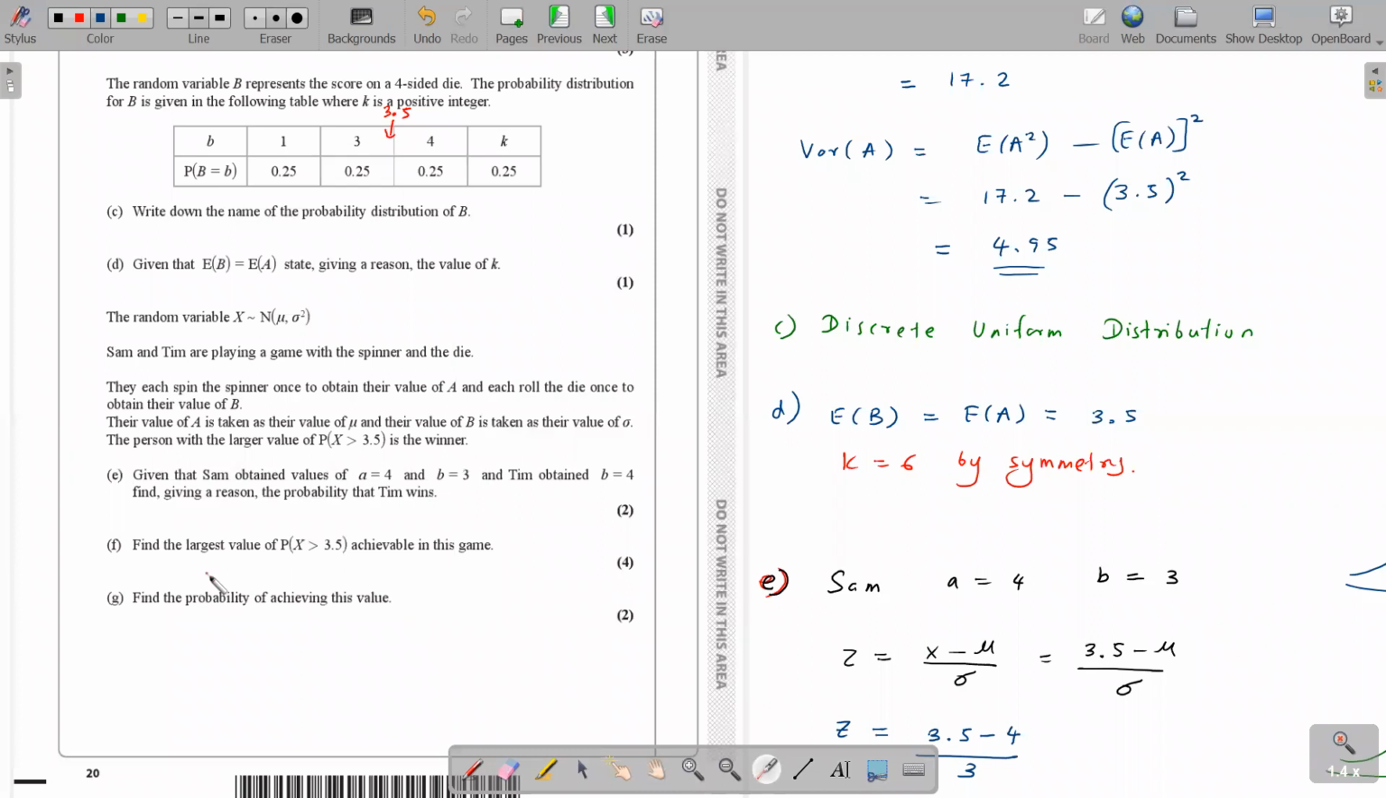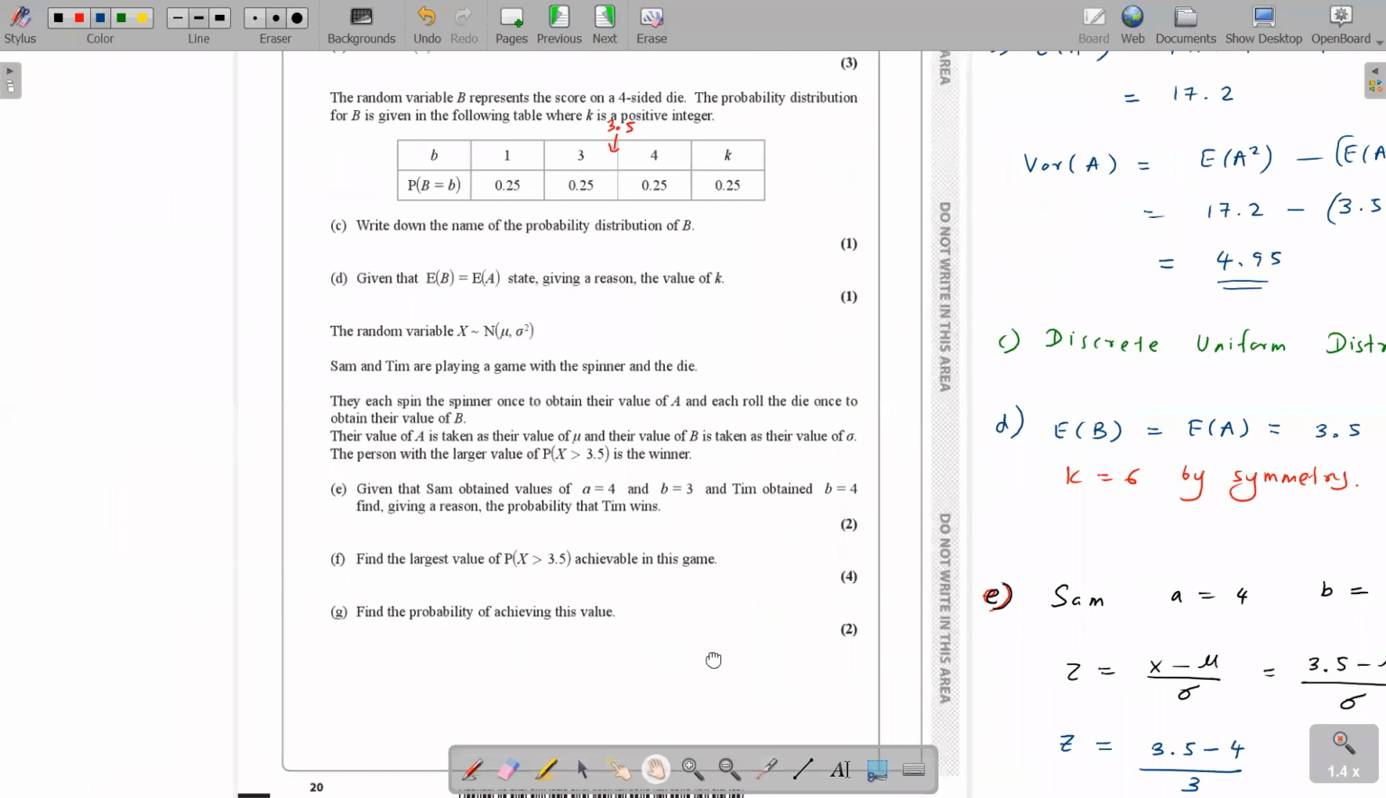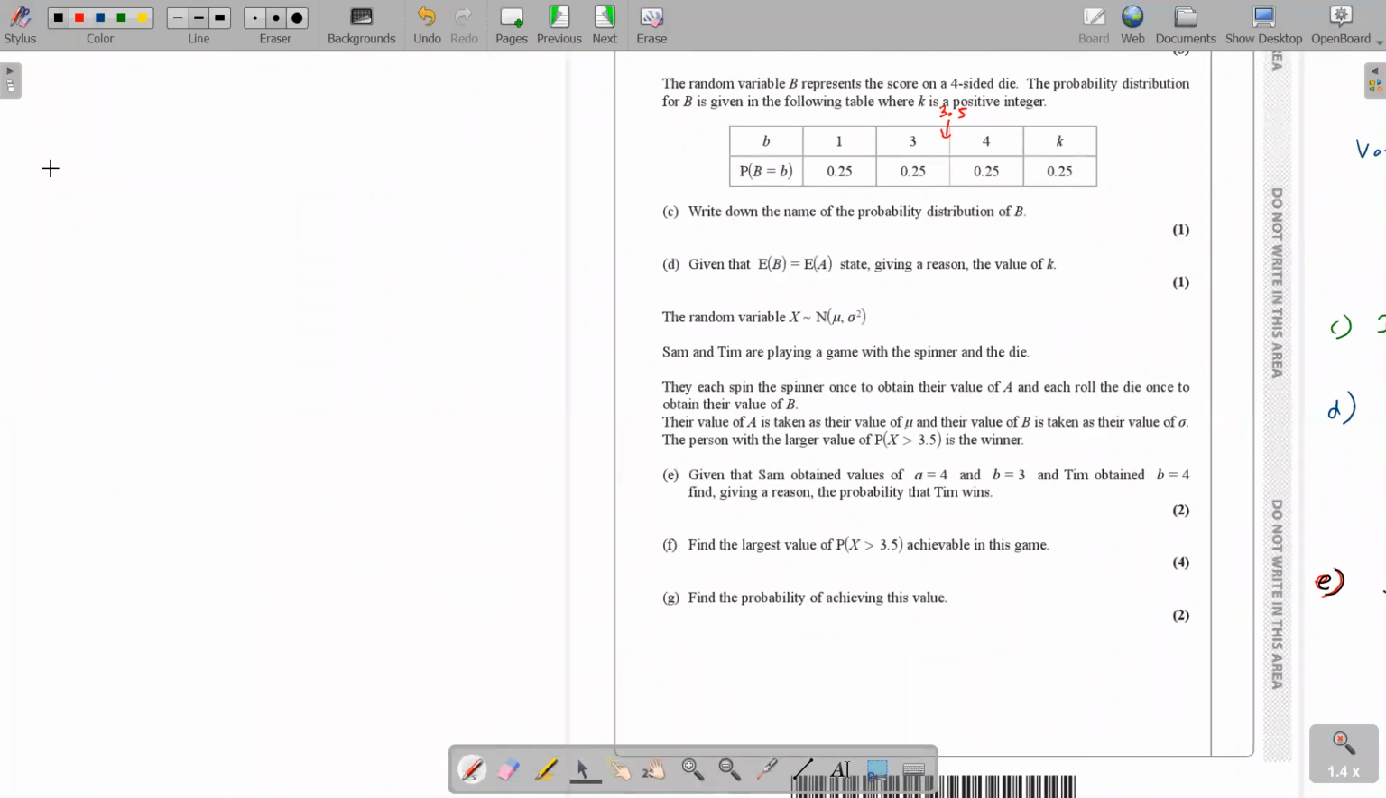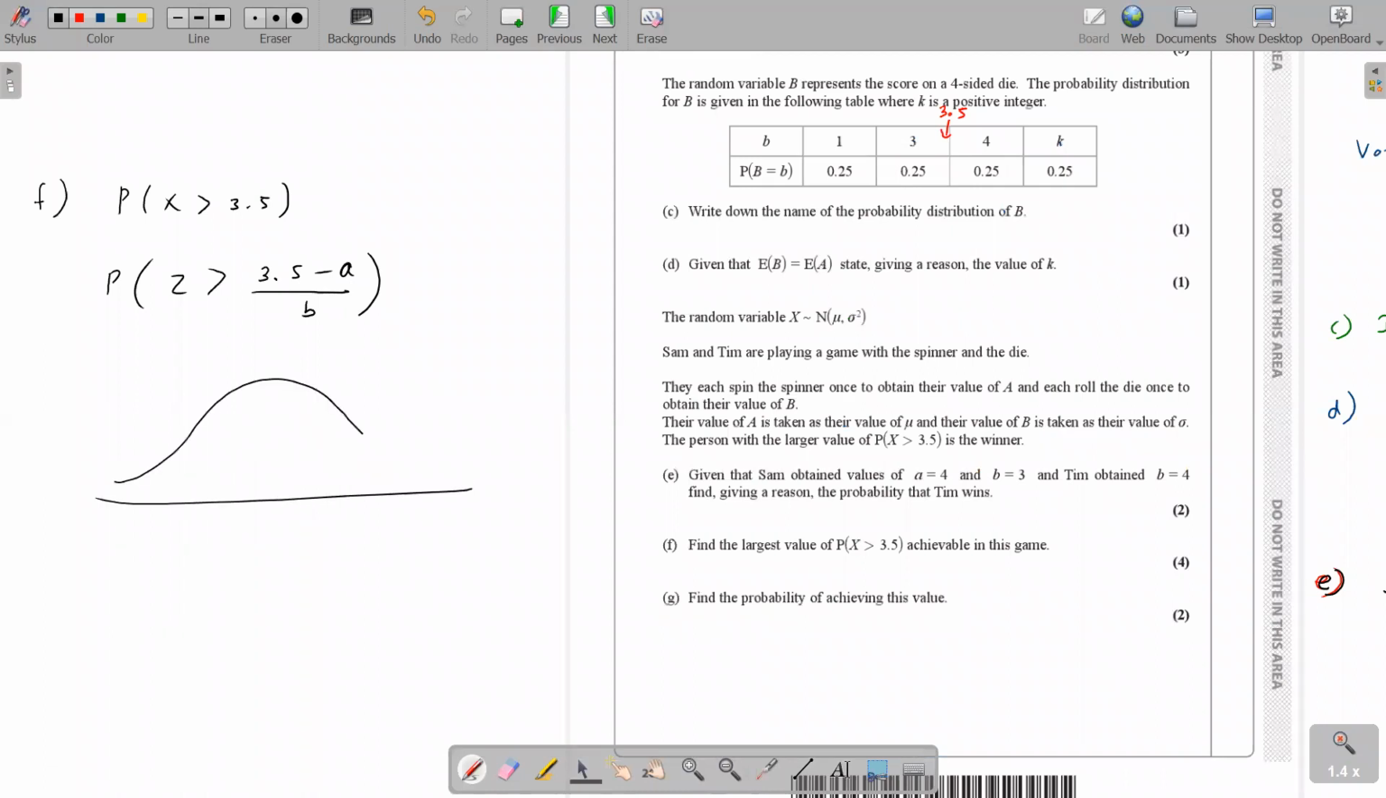Okay, then moving on to part F, they say find the largest value of probability X greater than 3.5 achievable in this game. So again, they ask you to find the largest possible value of the probability X greater than 3.5. Once again, when you make this into the Z value, Z equals 3.5 minus mu over sigma. To get the largest possible probability, we need our Z value to be as small as possible. Again, the same question as the earlier one.